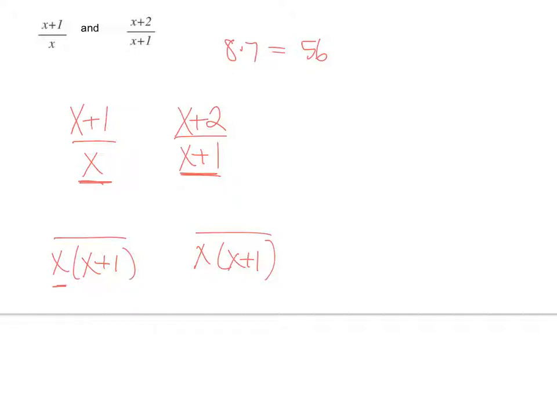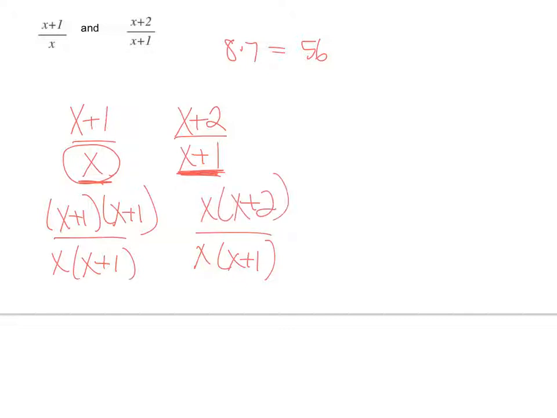Okay, so let's get our numerators. For this first one, I already have an x, so I just need an x plus 1. Okay, with the second one, I already have an x plus 1, so I need an x. Okay, that's how we're comparing. I'm going to do a little bit of multiplication. x squared plus 2x plus 1, and x squared plus 2x.